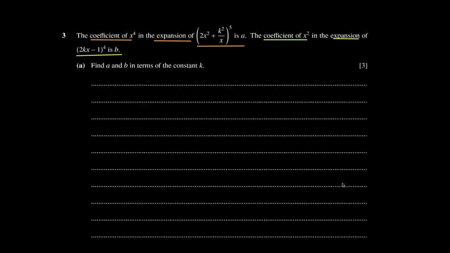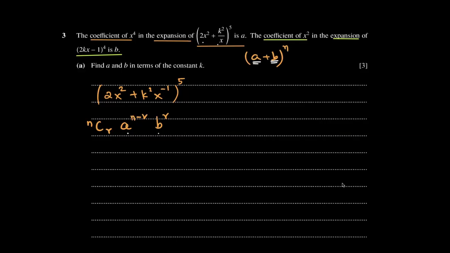We have (2x squared plus k squared x to the power of minus 1) raised to the power of 5. And then we know that the general term formula is nCr, a raised to the power of n minus r, b raised to the power of r. Now keep in mind, this applies to anything of this format, (a plus b) raised to the power of n. So now the first term is a, the second term is b.